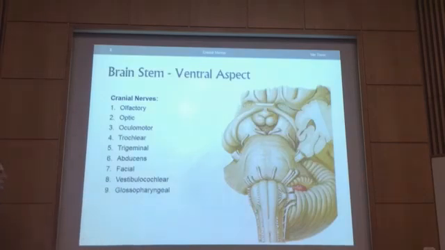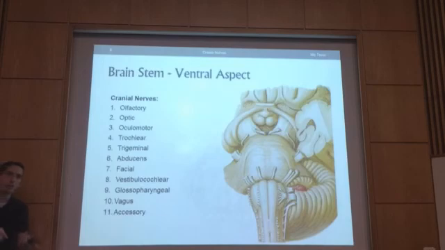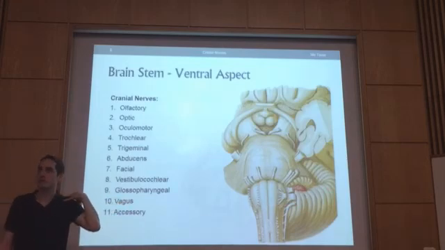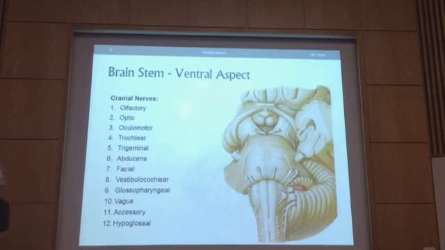The glossopharyngeal nerve, the 9th cranial nerve, is this one, goes between the olive and the inferior cerebellar peduncle. The vagus, the 10th cranial nerve, is this one, again between the olive and the inferior cerebellar peduncle. This is the accessory cranial nerve. The accessory cranial nerve is also unique because it has a spinal part as well. It goes to the muscles, to the trapezius, the muscles of the back, and the 12th cranial nerve between the pyramid and the olive, the hypoglossal.